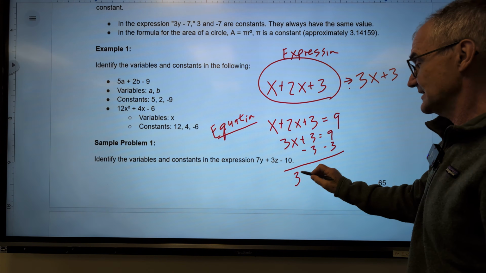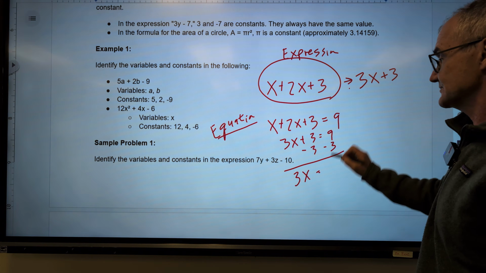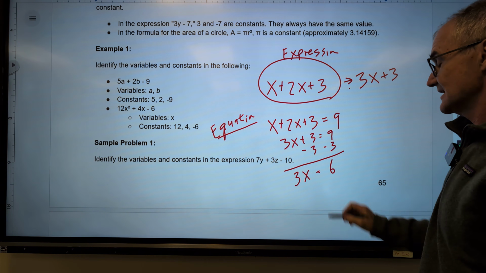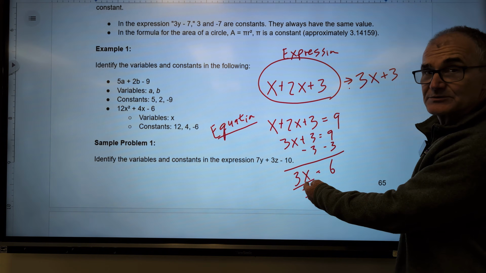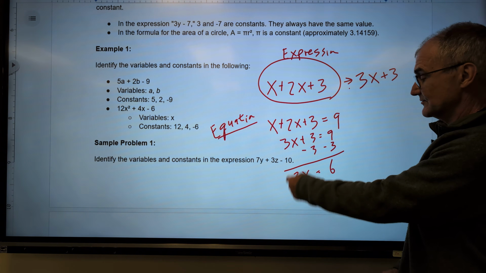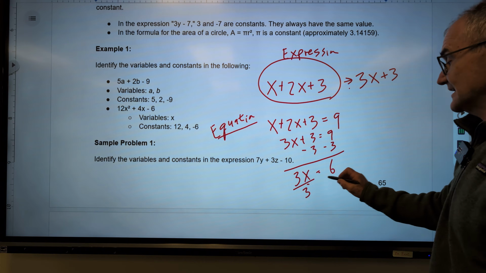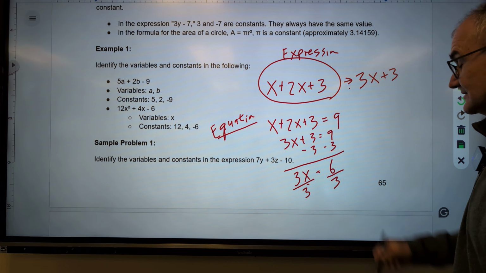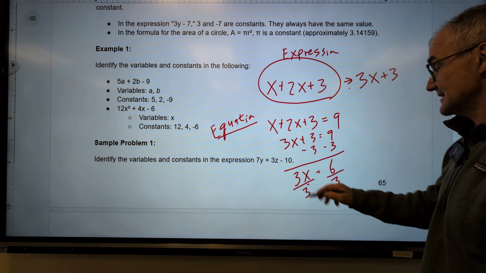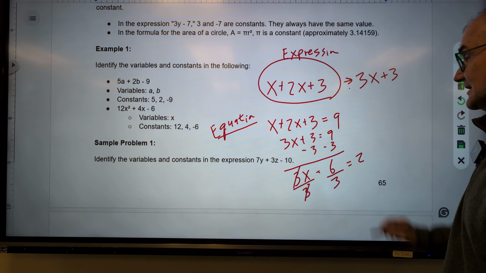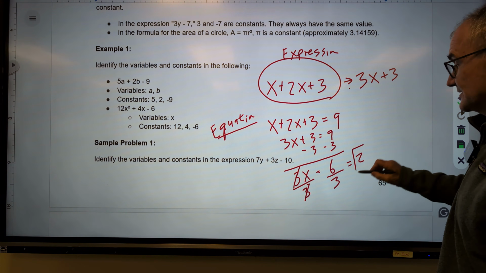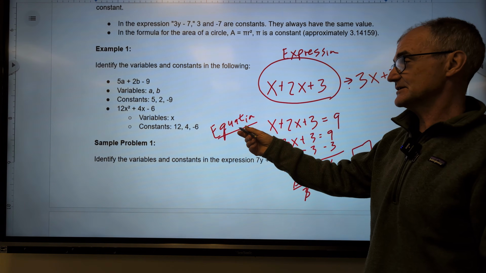That gives me 3x. My 3's cancel. 9 minus 3 is 6. I divide both sides by 3. This is being multiplied, 3 times x. The reverse operation is division. If I divide the left side, I have to divide the right side. These cancel. X is equal to 6 over 3, or x is equal to 2. There is an answer here. I have solved the equation.